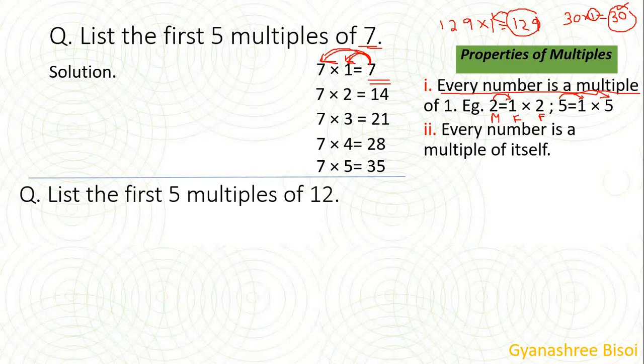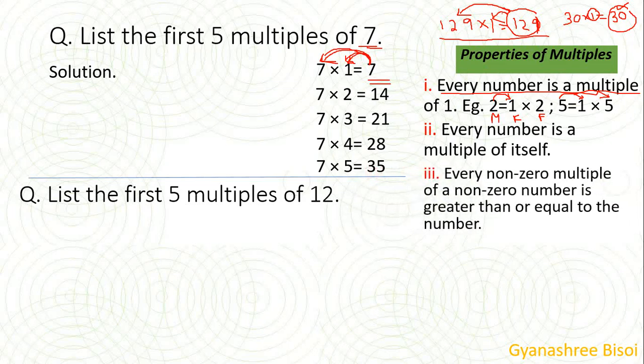You can take any number and multiply it by 1, you will get that number only. So, 129 multiplied by 1 equals 129. So, 129 is a multiple of 129 because you are multiplying 129 by 1 and getting the same number. Any number you take is a multiple of itself also. So, what have we understood? Every number is a multiple of 1 as well as itself, right?